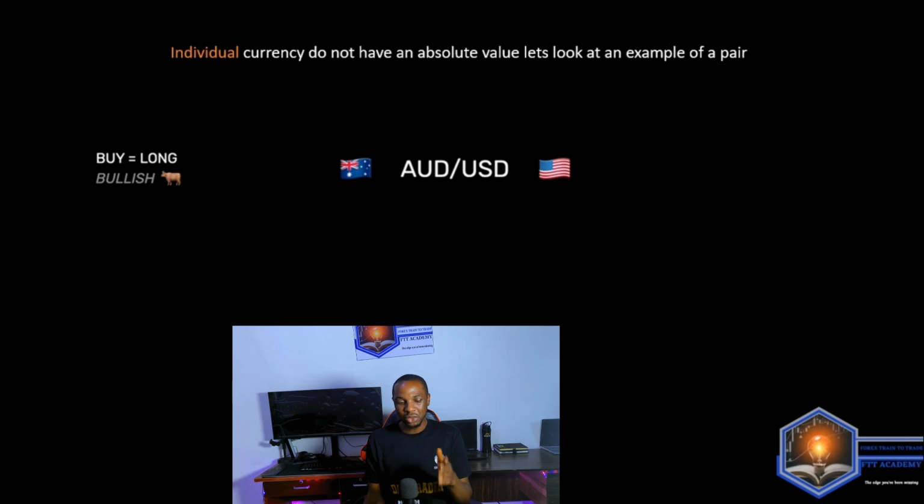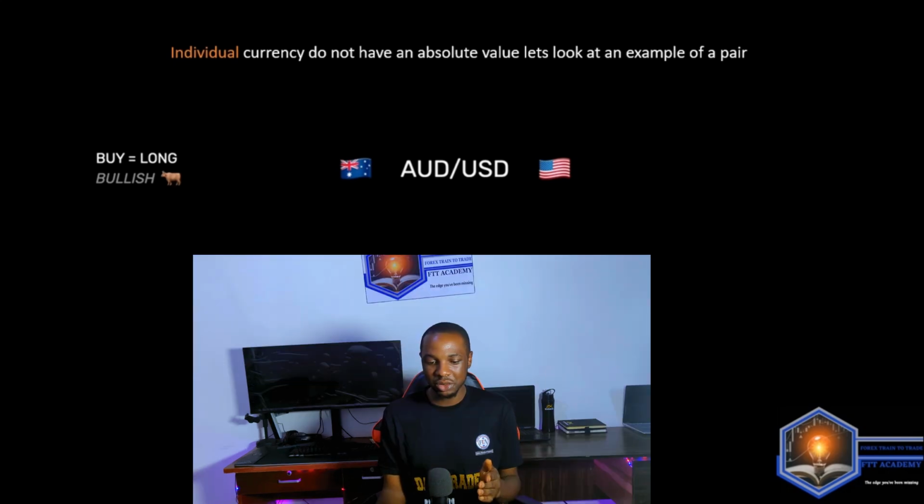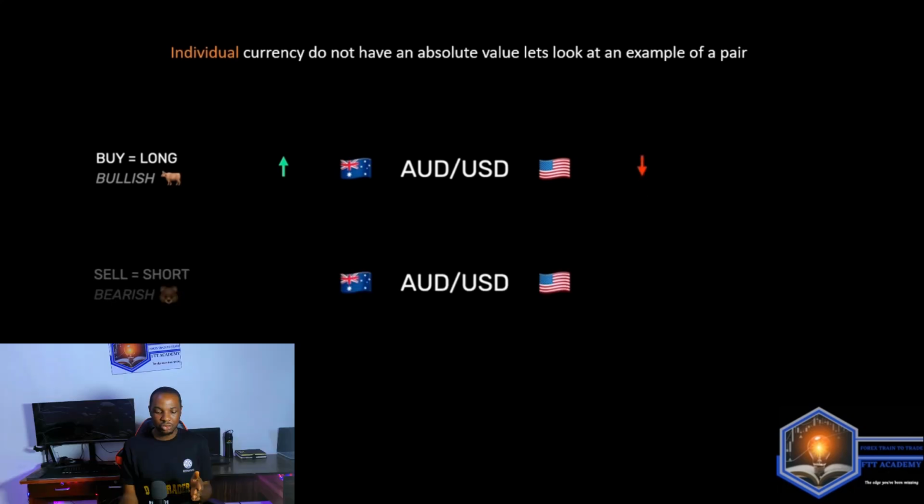So now, if you go long on Australian dollar US dollar, it simply means what? You're buying Australian dollar against the US dollar. And if you go short on Australian dollar US dollar, it simply means what? You are selling Australian dollar against the US dollar. So you're anticipating that the value of the US dollar should rise, while the Australian dollar should fall if you sell it. So the base currency is always going up, while the quote currency is going down.